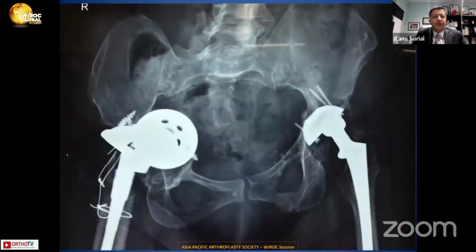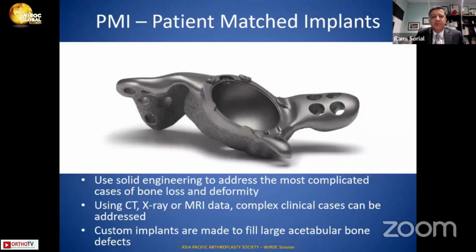But even these constructs can fail, and when they fail, it becomes an even bigger problem, where here there was a dissociation between the tantalum cup and the tantalum augment, which remained in situ. This lady came to see me with problems on both sides. She required a reconstruction, and really the only option I could see here was a patient-matched implant.